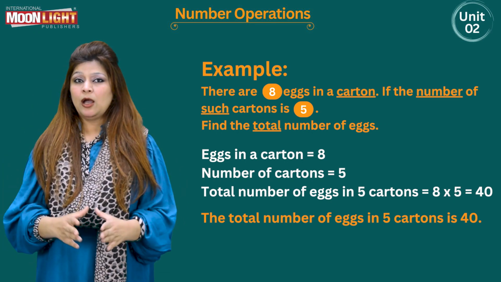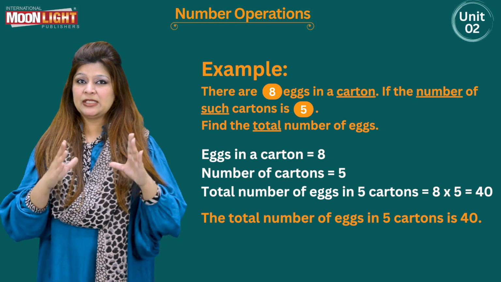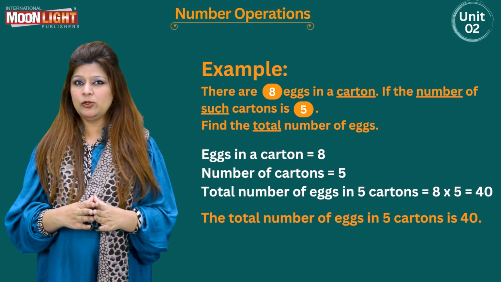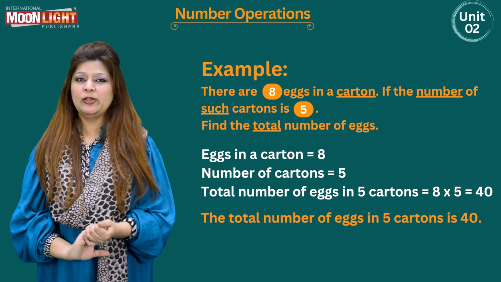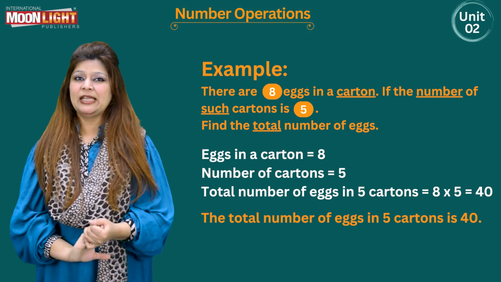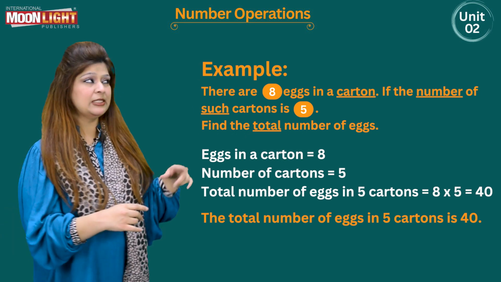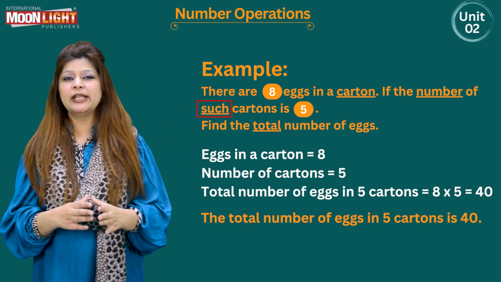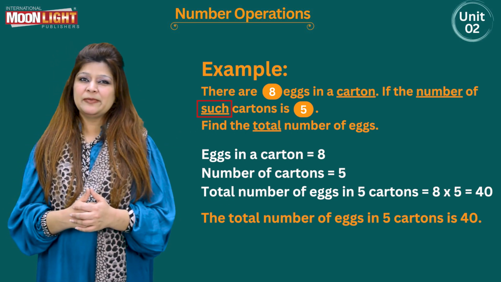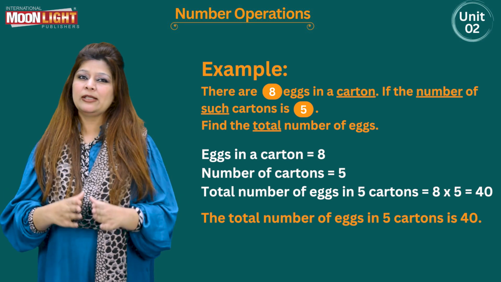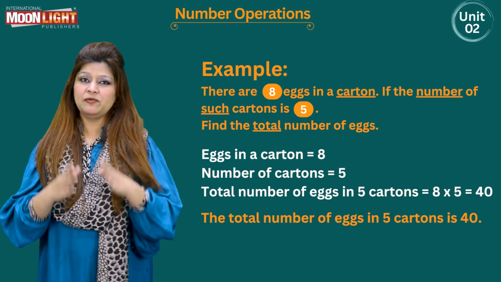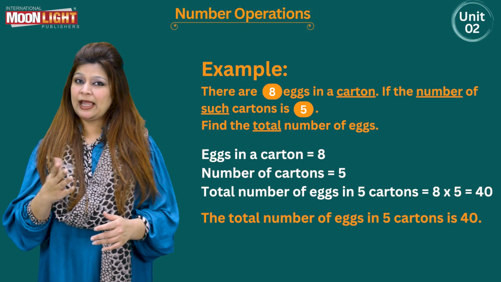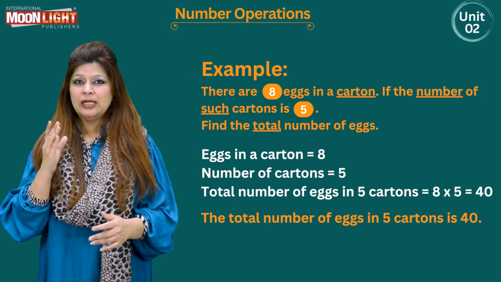Now E stands for evaluate the operation. When will I evaluate the operation? Right now, by checking the keywords. There is a word written over here, such. This word such is telling me that this is multiplication. So I got it in my mind that this is the multiplication which I am going to do.